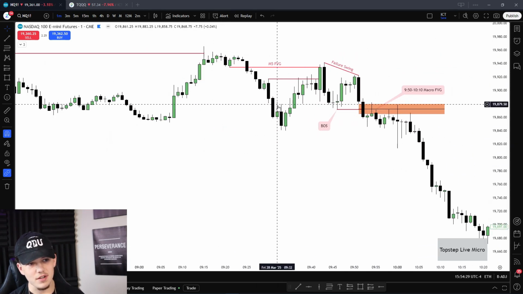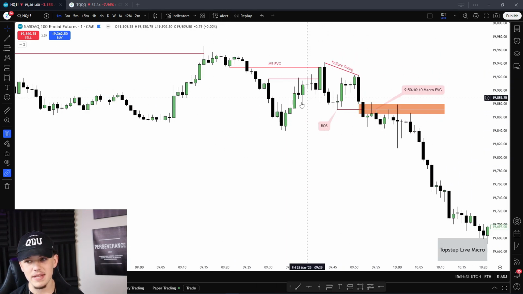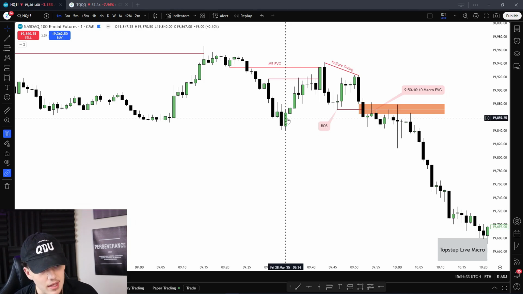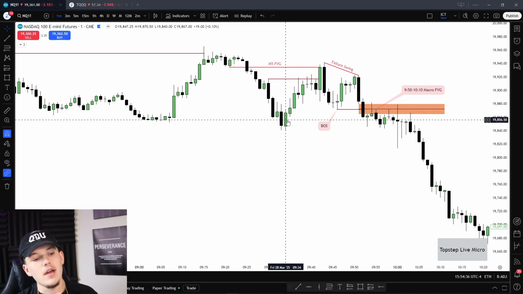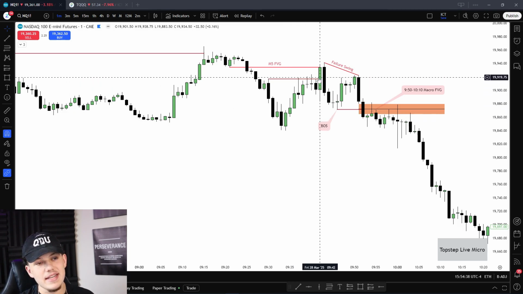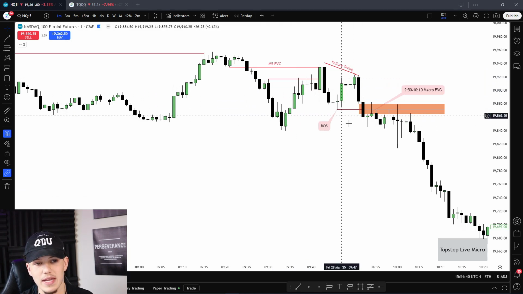What happens after? We manipulate. This is my setup. This is called the time setup. The 9:30 Judas setup. Judas swing. 9:30 to 10 a.m. manipulates. We get our entry over here.